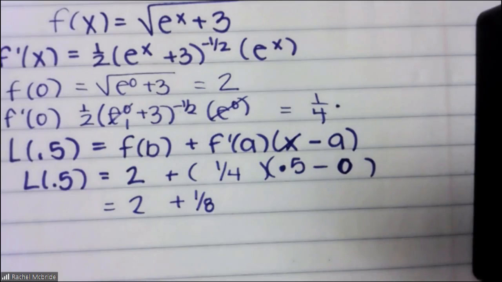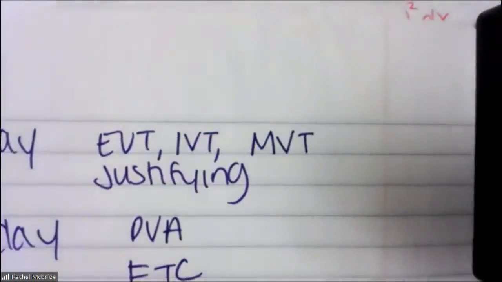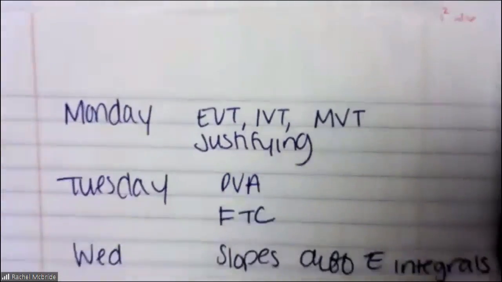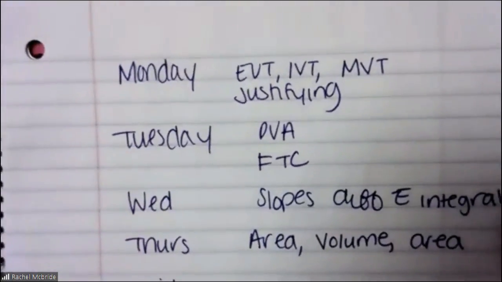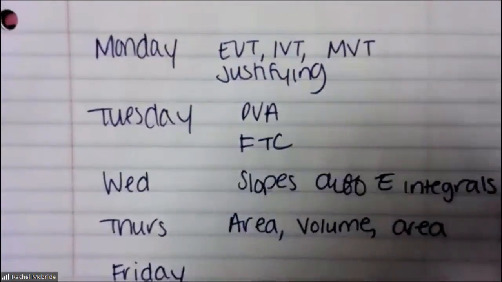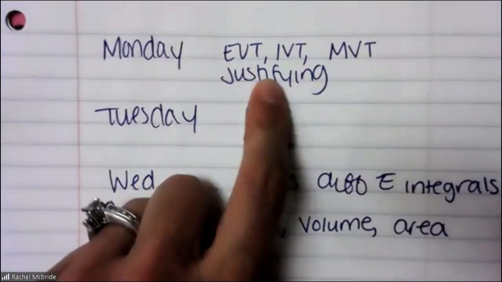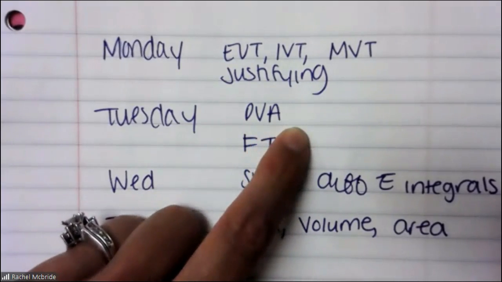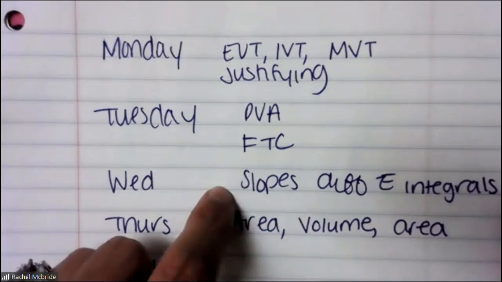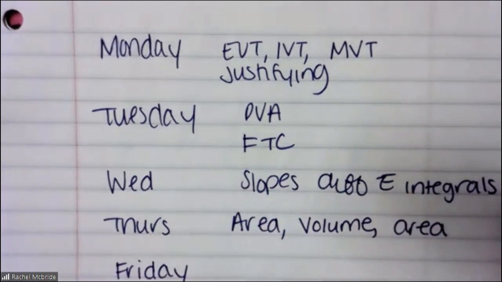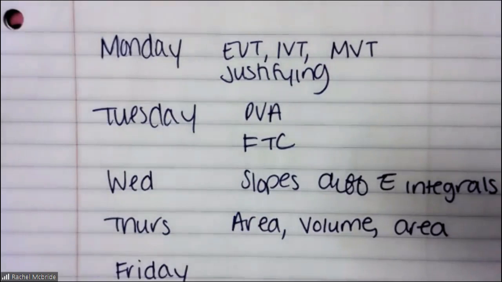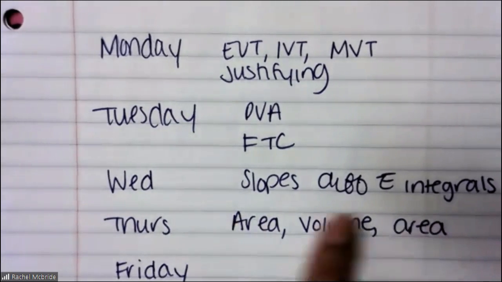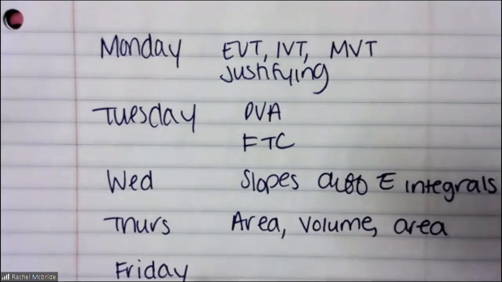Written down, written out. Okay, then today we are moving into our theorems. So I kind of wrote out an outline for our week, to get through everything before next week. So today we're doing EVT, IVT, MVT, and justifying. Tomorrow's PVA, that's position, velocity, acceleration, and FTC. Wednesday will be slopes, diffie-Qs, and integrals. And Thursday will be area and volume, as well as Riemann sums, trapezoids, etc. Friday is going to be the cluster of all clusters.